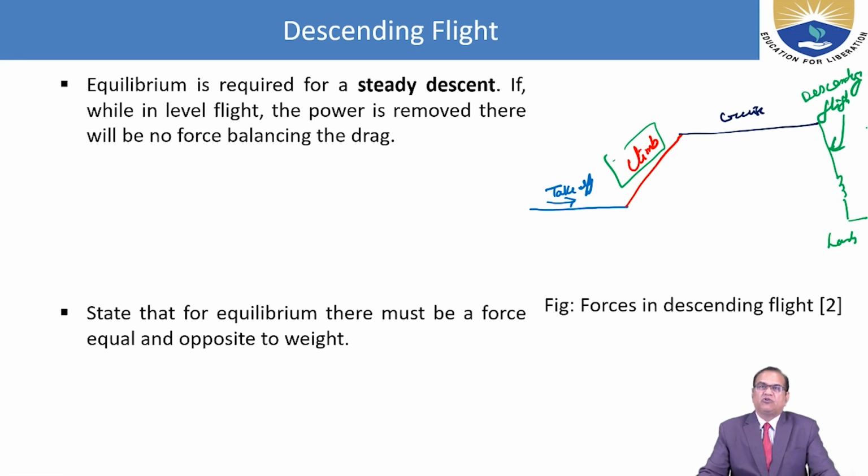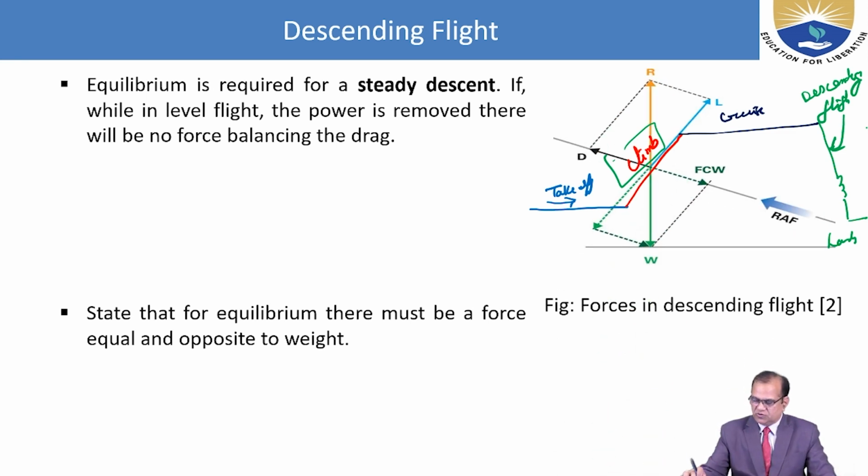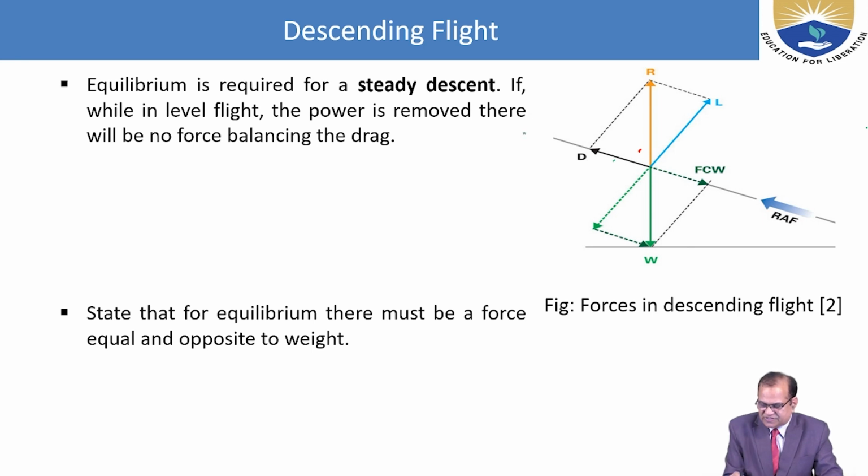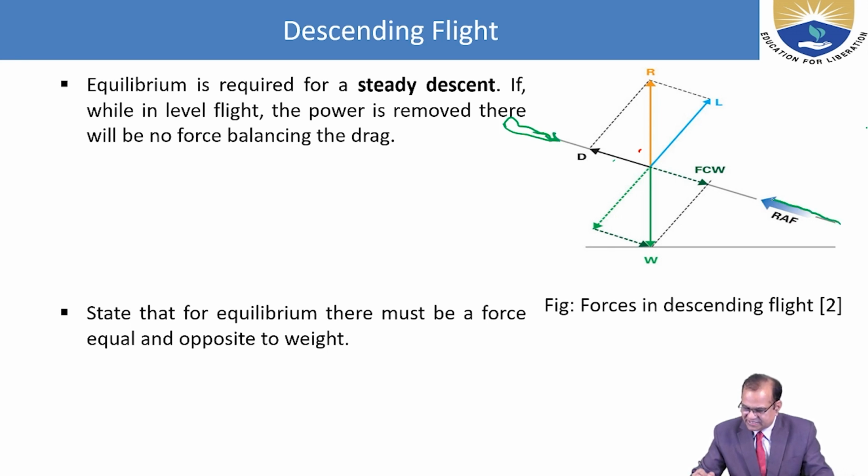So equilibrium is required for steady descent. If while in level flight, the power is removed, there will be no force balancing the drag. So I will just discuss about this plot, and you can see that if your aircraft is going like this, what will happen? So if it is like this, relative airflow will be like this. This is your descent angle, gamma. So drag will act opposite to this, and there is a weight here.